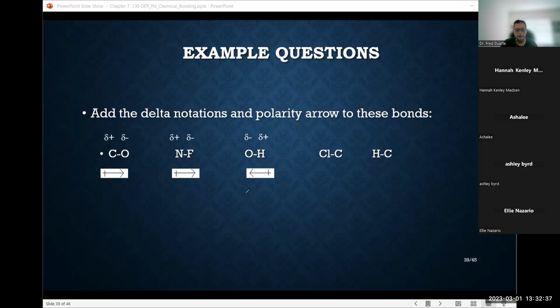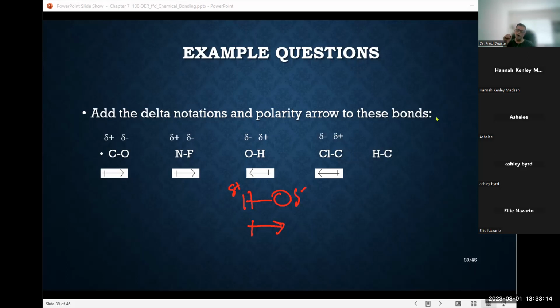You may have the scenario where you have the hydrogen like this. Well, no difference. We just flip the arrow over. We got a partial negative on oxygen, partial positive on hydrogen. It makes no difference how it's written. The dipole goes to the most electronegative element. So it's either right to left or left to right, depending on how it's written. And then the chlorine-carbon, right to left, partial negative on the chlorine, partial positive on the carbon.